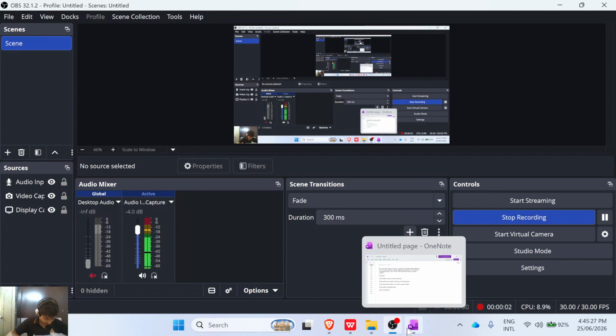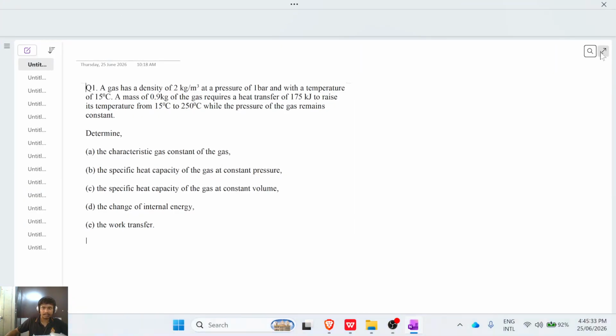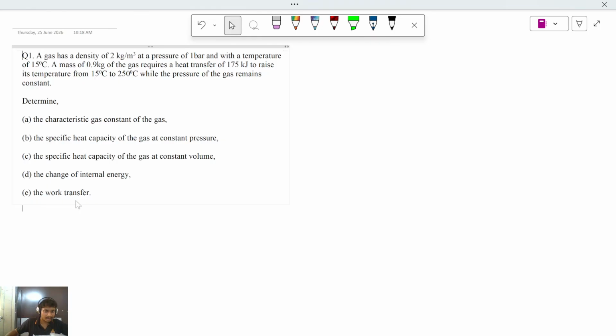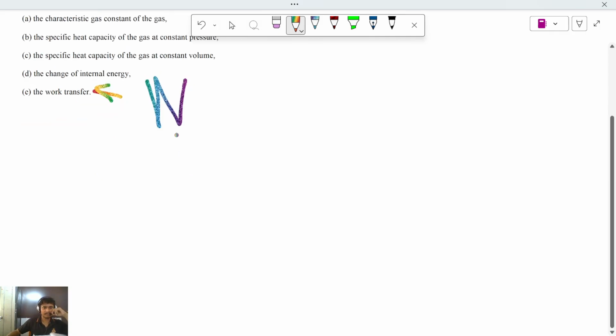Okay, now we can move to the last question, part E, question 1, which is the work transfer. Now we have to find the work transfer. The symbol of work transfer is, we already know, W. The work transfer is W. How to find the work transfer?